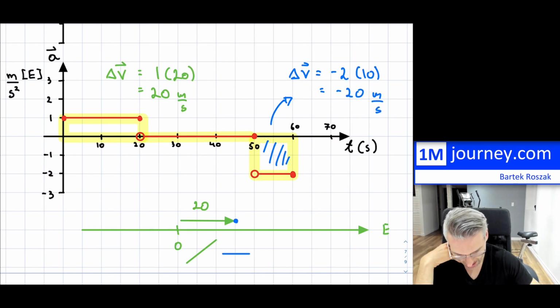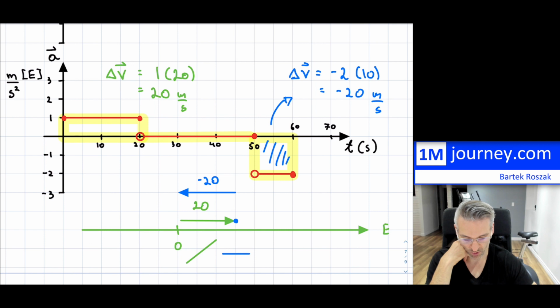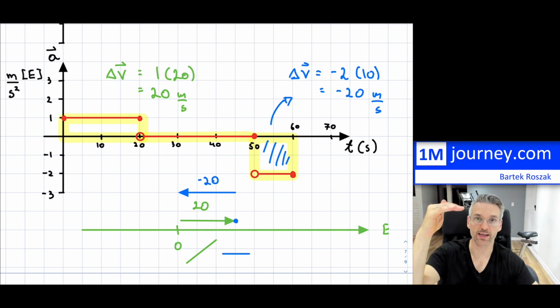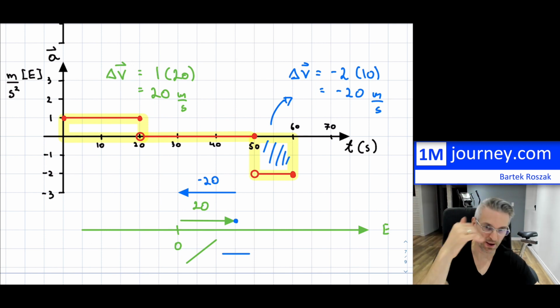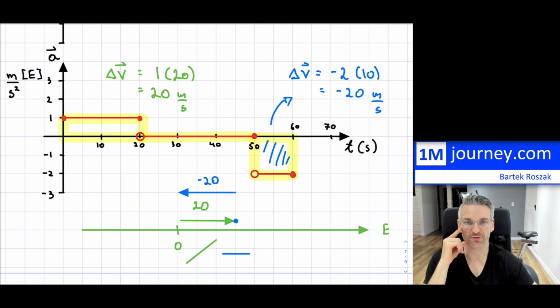So what this is telling me is that I'm actually going to go back from this point. Okay, so right there, and basically end up at 0 again. So this is going to be -20 that I'm going to be shifting away. So it looks like I go to 20, I stay there at 20, and then I go back. And notice it's a negative, constant acceleration that I am having.